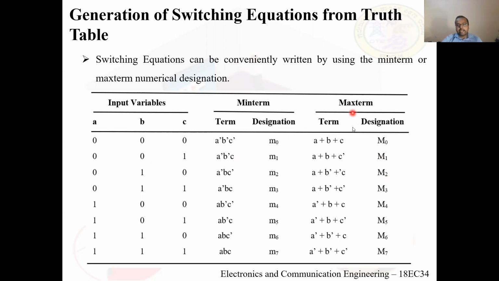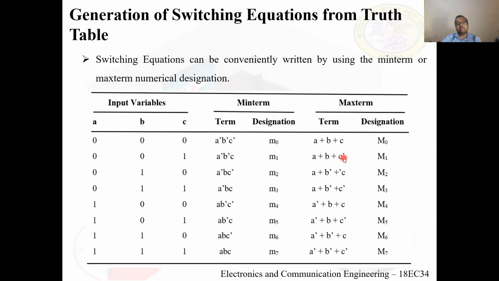But when it comes to writing the max term, it is nothing but what? How do you write it here? It is inversion of what we see in the combination. It is 0, 0, 0. So what you write here, since it is 0, for the max term, we consider that as A or B or C, because A, B and C are 0 while writing the max term here. Similarly, for 0, 0, 1, how do you write it? A or B. Since C is 1, you write it as C bar now.